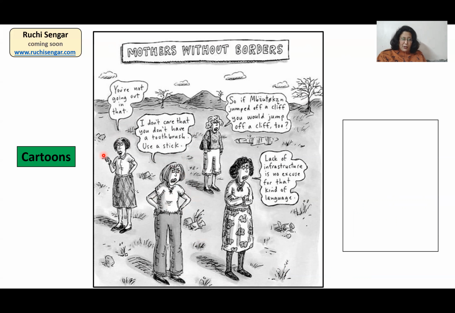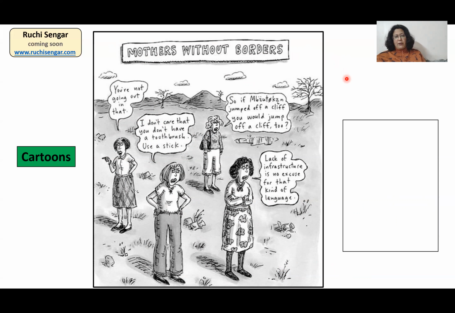So look at their expressions and look at the body language. Okay, look at the folded arms. So get them to notice all of this. It's a cartoon from the New York Times. It's called, under the series, Mothers Without Borders. So you need to ask them all of that.